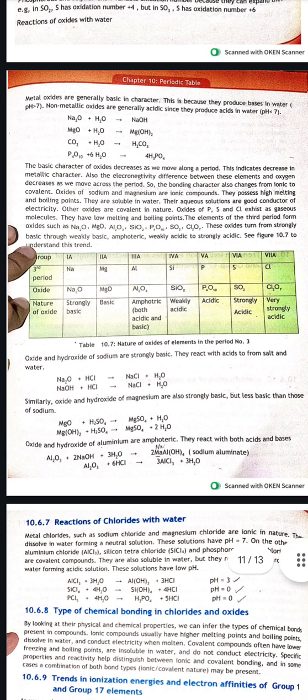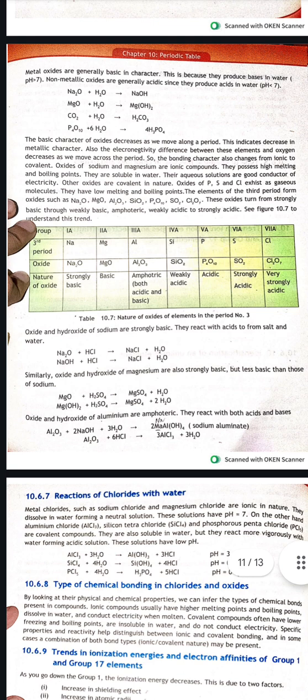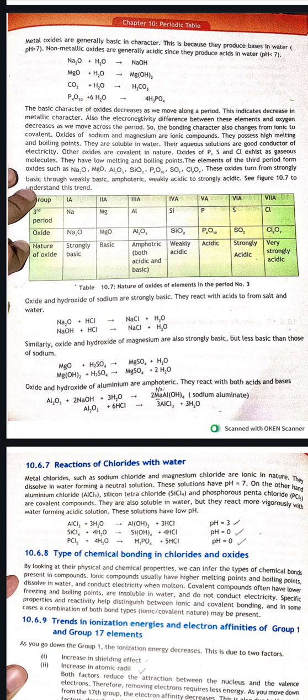Reaction of oxides with water. Metal oxides are generally basic in character. This is because they produce bases in water. Non-metallic oxides are generally acidic because they produce acids in water. So metallic oxides are Na2O, MgO. When they react with water, they produce the bases, and carbon dioxide plus water gives carbonic acid, and phosphorus, it's a decaoxide, or P4O10, so it will react with water to form phosphoric acid.